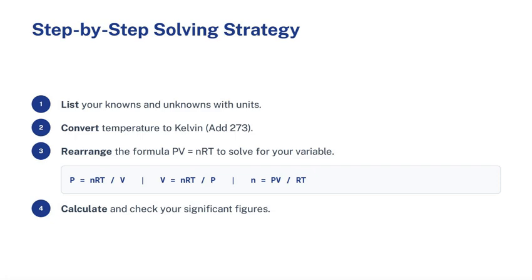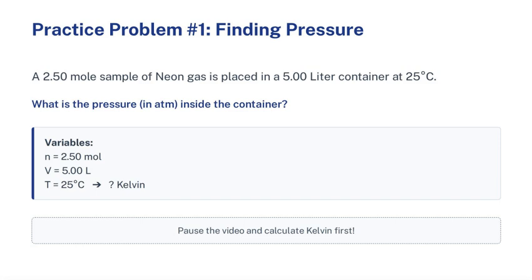So yeah. Okay, so practice problem 1. Find the pressure. A 2.5 mole sample of neon gas is placed in a 5-liter container at 225 degrees Celsius. What is the pressure inside the container? Pause the video to find out. I will give you a couple minutes.